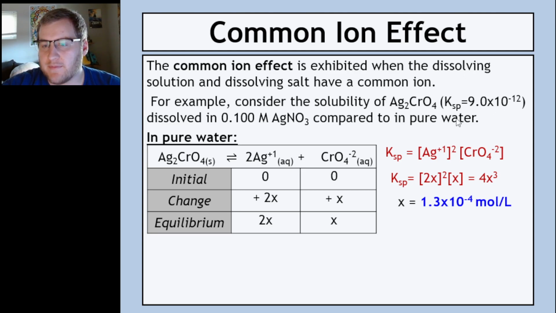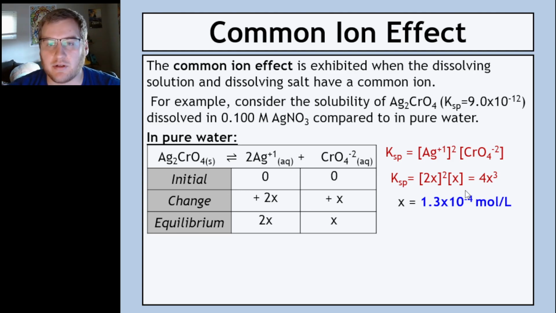And here's its Ksp. I'm going to dissolve it in 1 molar AgNO3 and in pure water. So the first one here is in pure water. I'm going to take my salt, my silver chromate, and dissolve it in water. This is exactly what we would normally do. 0 initial. This one's plus 2x because you make 2 silvers. This one's just plus x because you only make 1. 2x on each one. And then you can find the Ksp. Ksp equals this times this, 2x squared for whatever. Do all the math.